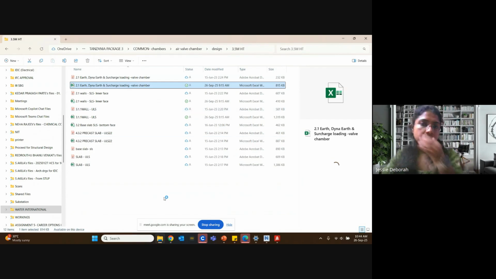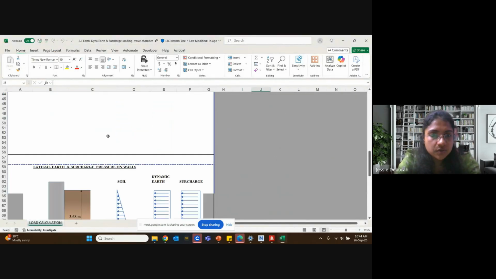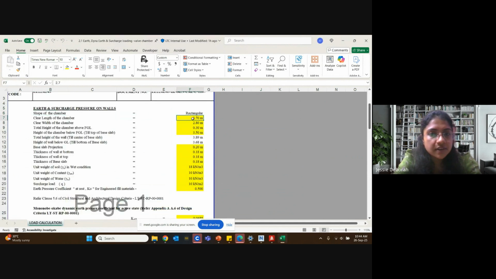Okay, so now taking this valve chamber into consideration, I thought I'll tell you how we will calculate the earth, dynamic earth and loading here. It is what you study in the textbook only. It is a rectangular chamber. The shape is a rectangle, clear length by clear width 2.7 by 2.8. Height of the chamber above finished ground level is 0.3. So what we understand is the height of the chamber below ground is 3.5.